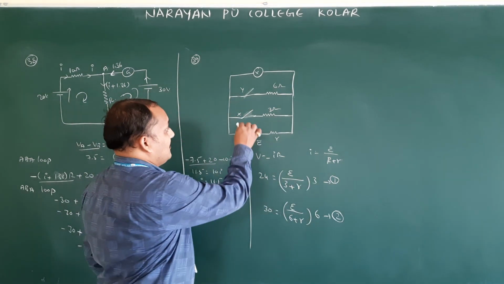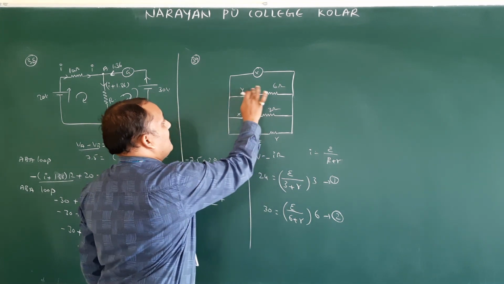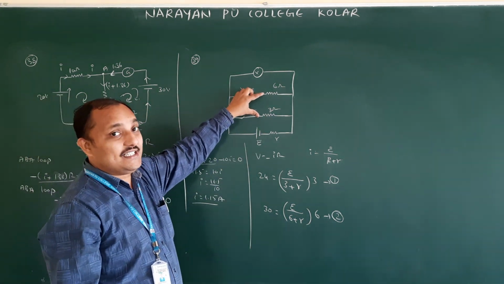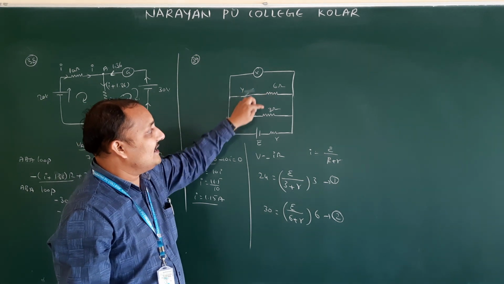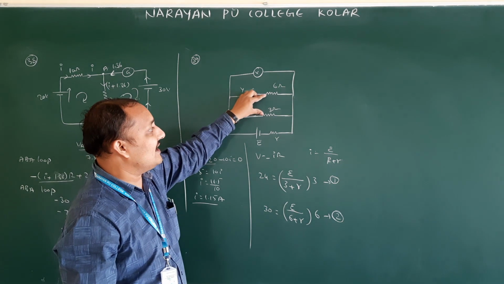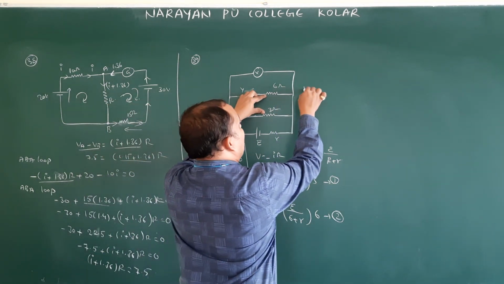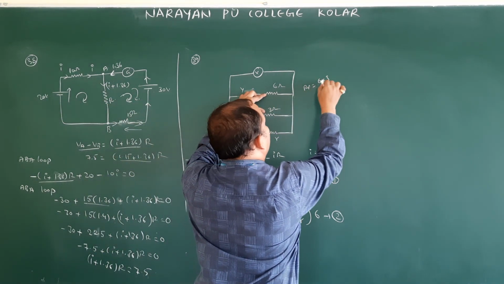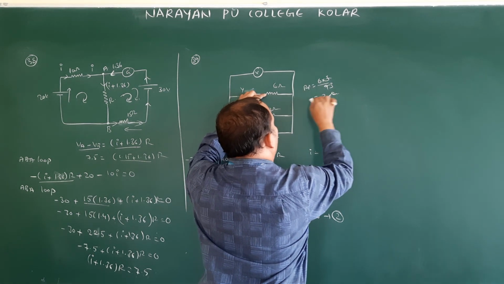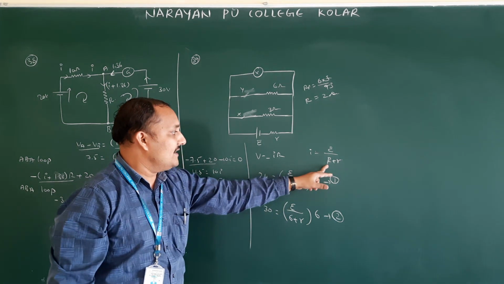Now both are closed. So both closed means what is in place of R? How are these two connected? These two are connected in parallel. Now, whenever these two are connected in parallel, what is the resultant resistance? Rp is equal to 6 into 3 by 9. So 2 ohms. Now the capital R value is this 2 ohms.